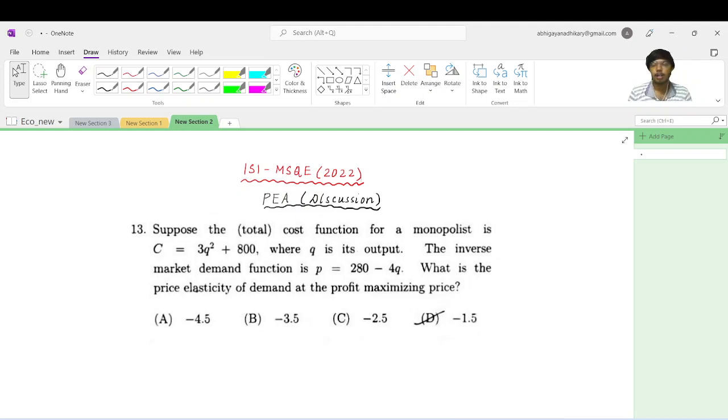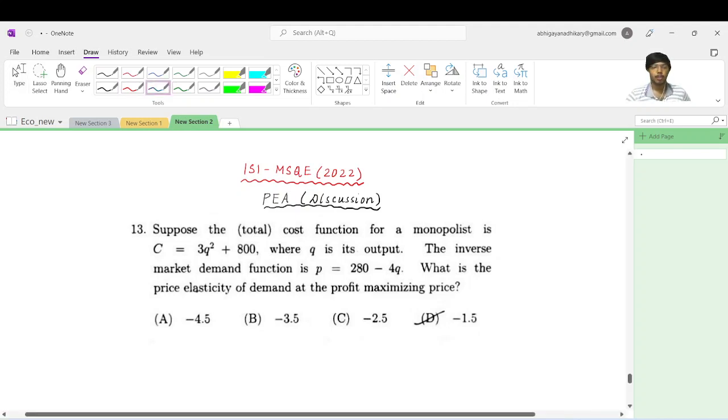This is our seventh session on our discussion of the ISI PA 2022 question paper, and now we begin with question number 13. Over here we are given the cost function of a monopolist, which is C as a function of Q equals 3Q squared plus 800. The inverse market demand function is P equals 280 minus 4Q. We need to find the price elasticity of demand at the profit maximizing price.